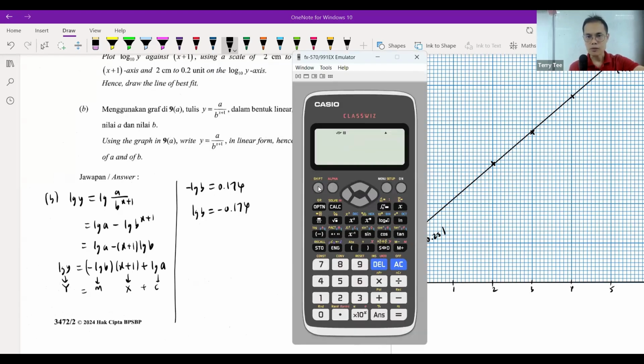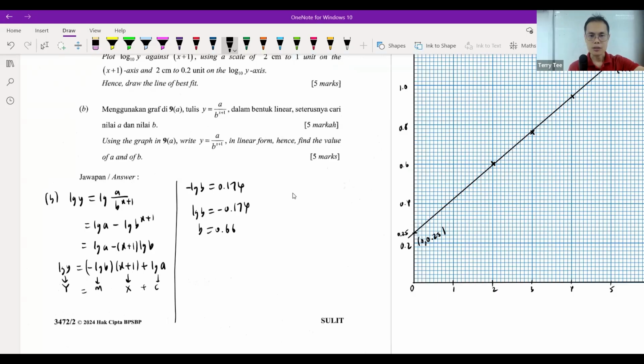We can do that by using shift log, that is 10 power negative 0.174. We call this anti-log. So my answer is 0.6699. Yeah, B is 0.6699. I wonder whether it's the same as the marking scheme, 6699. Maybe closer. Yeah, close. Now, the next one is your y-intercept.